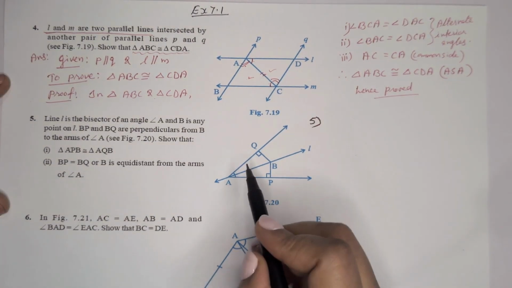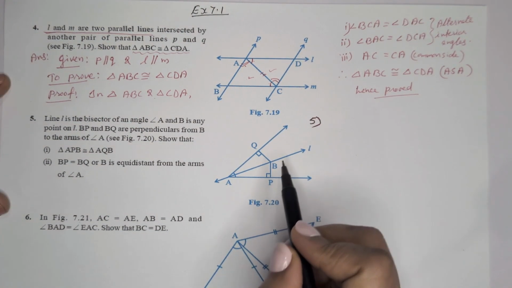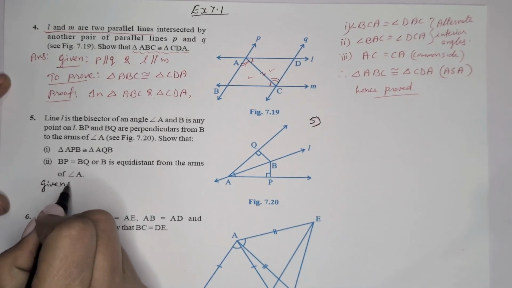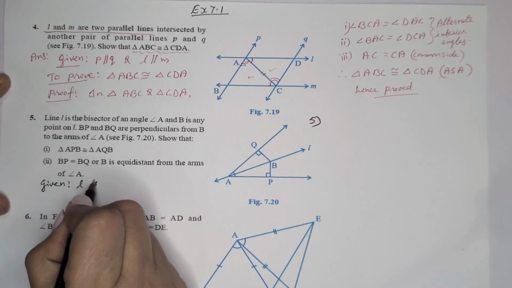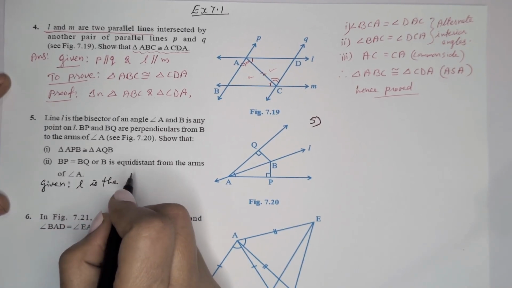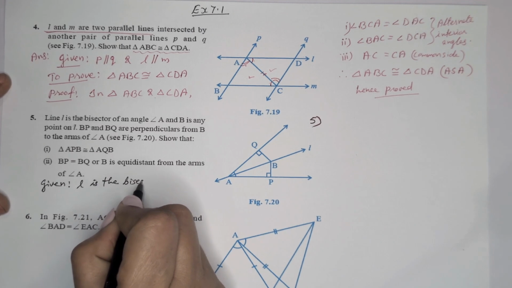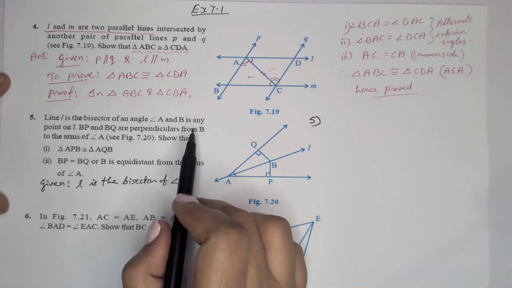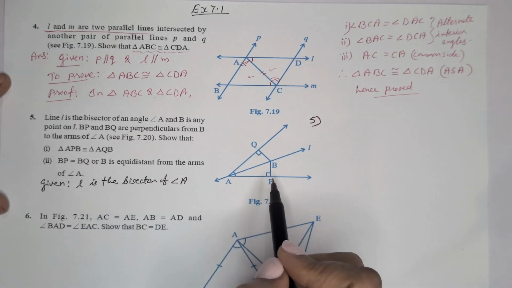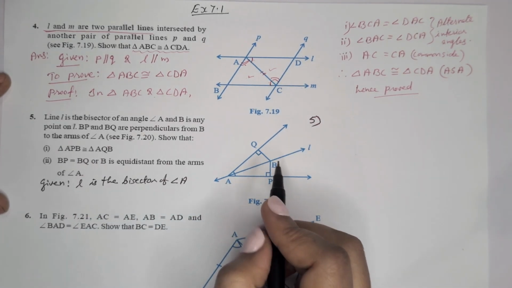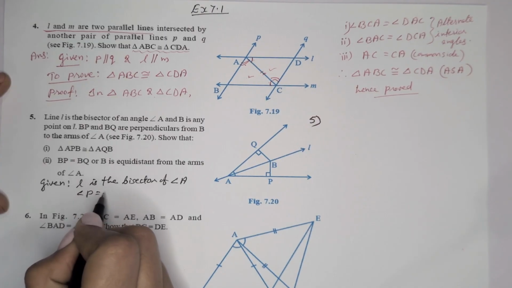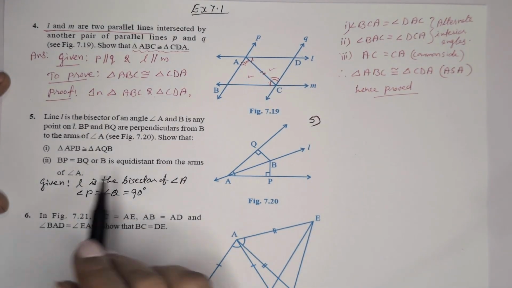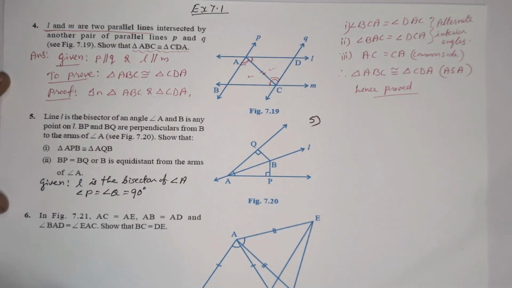Fifth question, L is the bisector of an angle A. So it is given. We can write given, same sentence: L is the angle bisector of angle A, and there is the point L, and BP, BQ are the perpendiculars. Also it's given that angle P is equal to angle Q, which is equal to 90 degrees. Now we have to prove this.